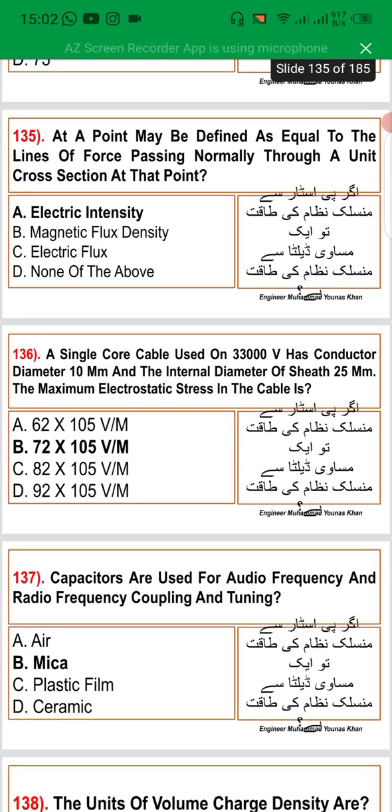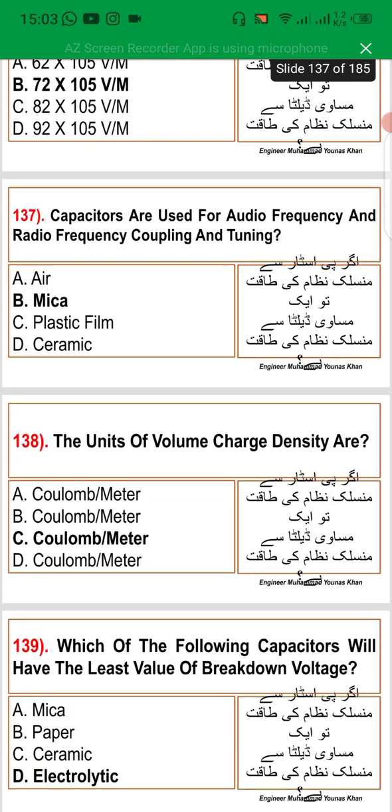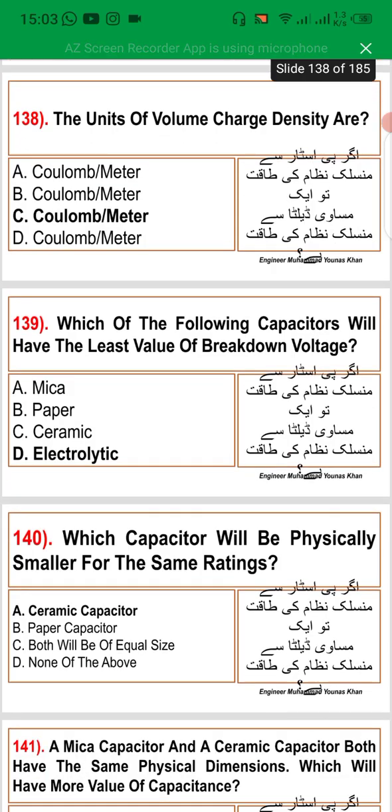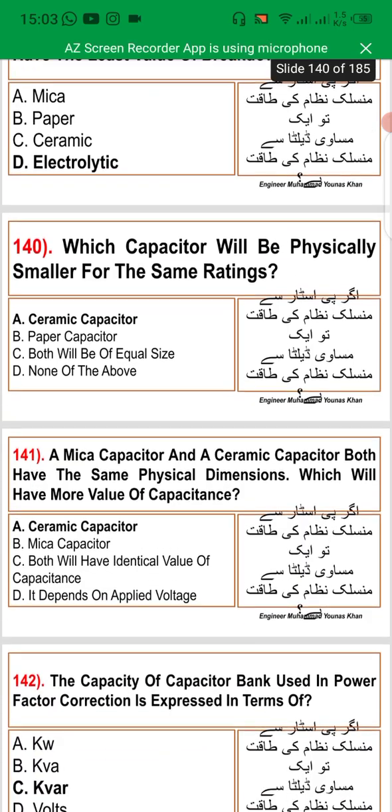Electric intensity at a point may be defined as equal to the lines of force passing normally through a unit cross section at that point. A single core cable used on 33,000 volts has conductor diameter 10 mm and internal diameter of sheath 25 mm. The maximum electrostatic stress in the cable is 72.105 kV/m. Capacitors are used for audio frequency and radio frequency coupling and tuning. Mica. The unit of vacuum charge density is coulomb per meter. Which of the following capacitors will have the least value of breakdown voltage? Electrolytic.